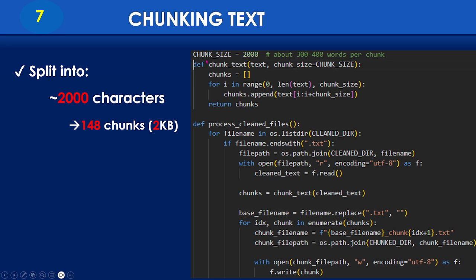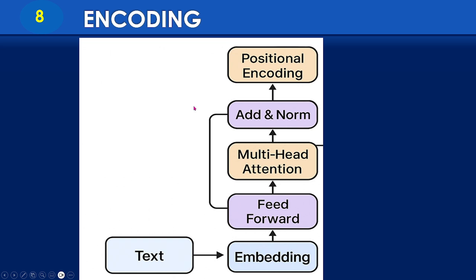And then it is the chunking time. We split all of this into smaller pieces of about 2 kilobytes each, so around 2,000 characters, which is around 300 to 400 words per chunk. We got 148 chunks. This is to give a perspective on what's going on. We get the text, and after all of those pre-processing steps, we just feed it to the machine.